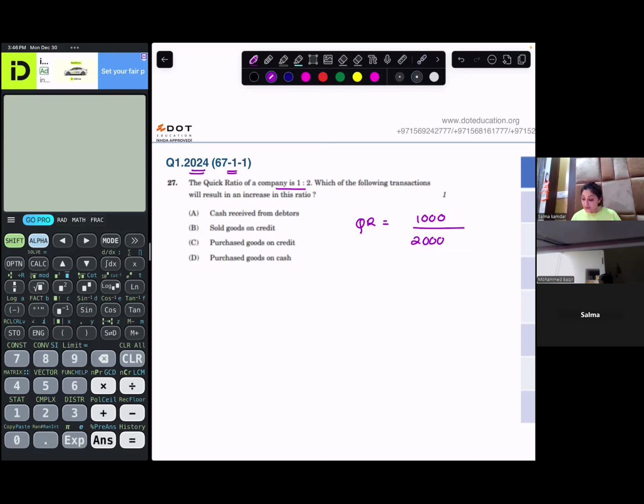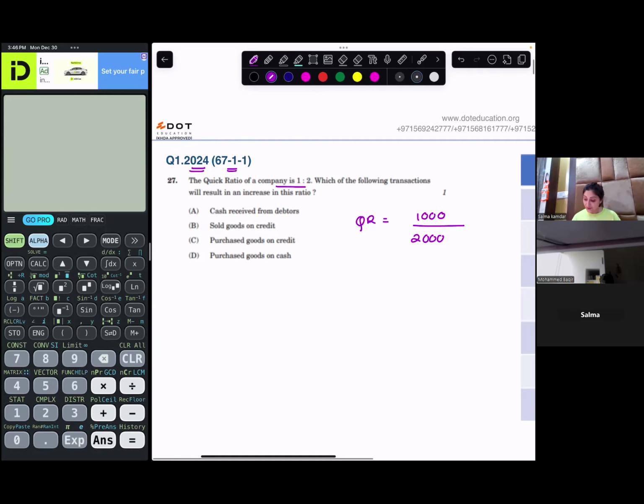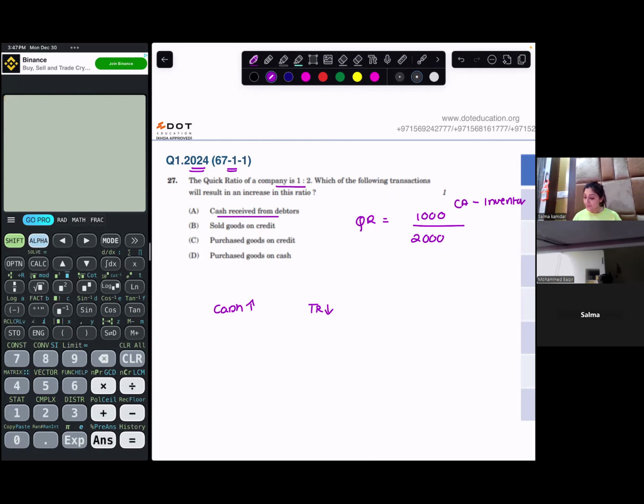Which of the following will result in increase of the ratio? Cash received from debtors. That means cash will increase and trade receivables will decrease. Both things happen in the numerator, in the current asset section only. One current asset will increase, one current asset will reduce. So, because of this, there will be no change. They want to know what would result in an increase in the ratio.